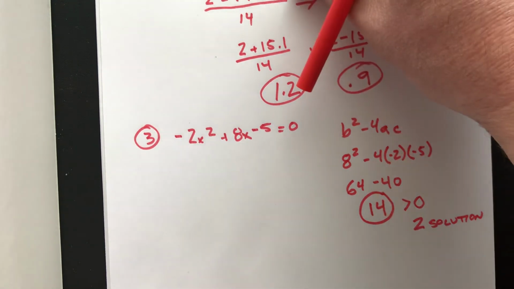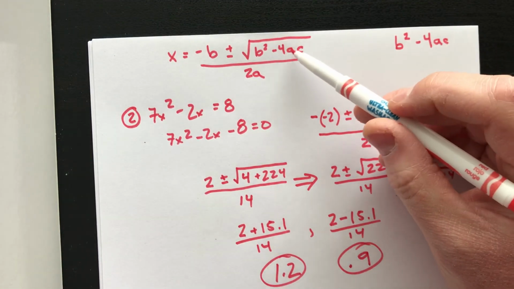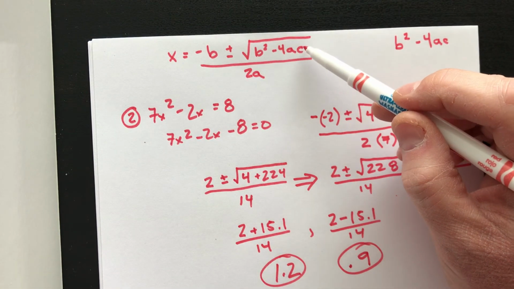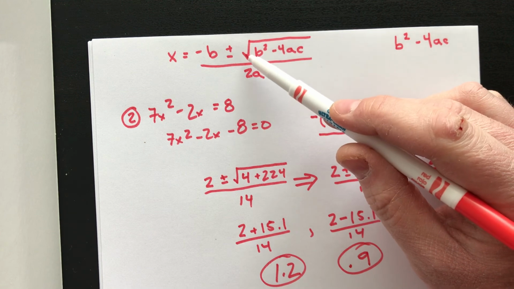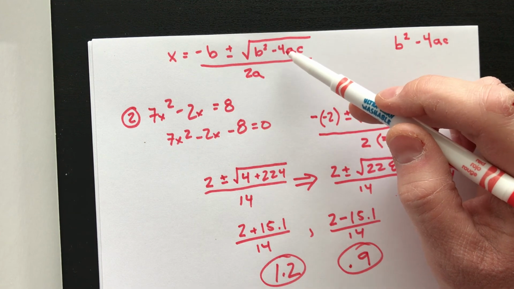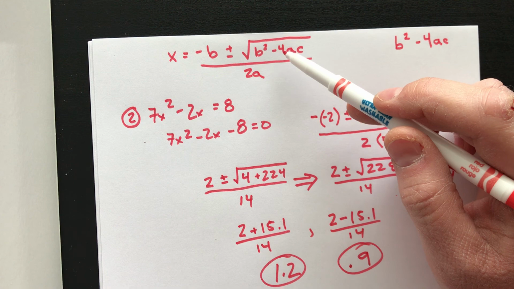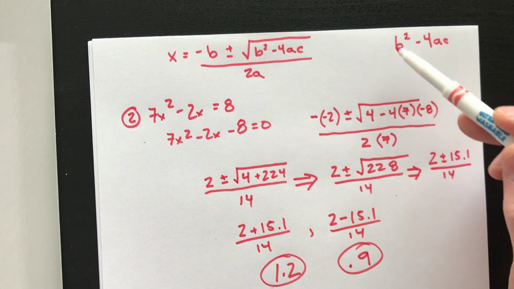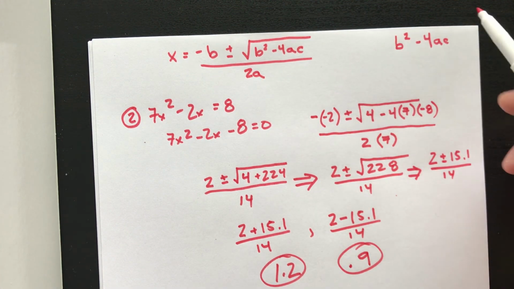Because if this number is less than 0 in your quadratic formula, can you take a square root of a negative number? No, you cannot. That would be no solution right off the bat. So if this is negative, if this turns out to be less than 0, it's no solution. All right?